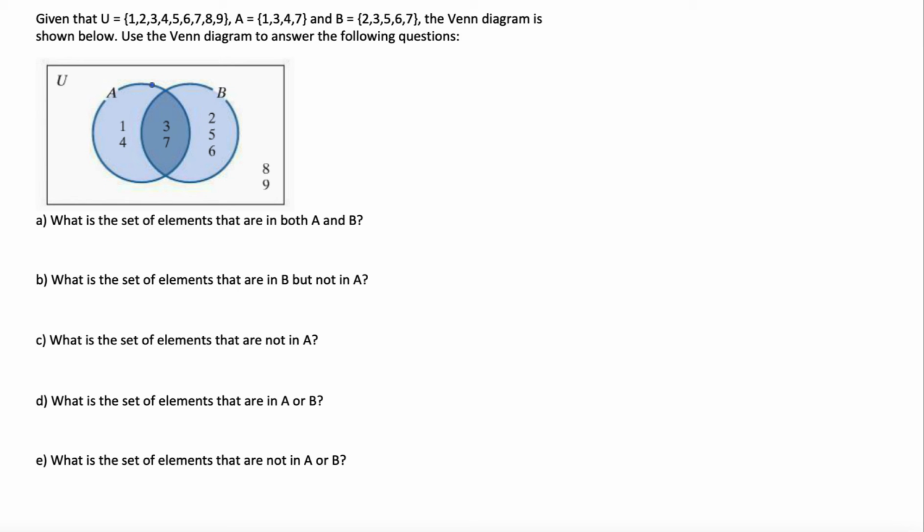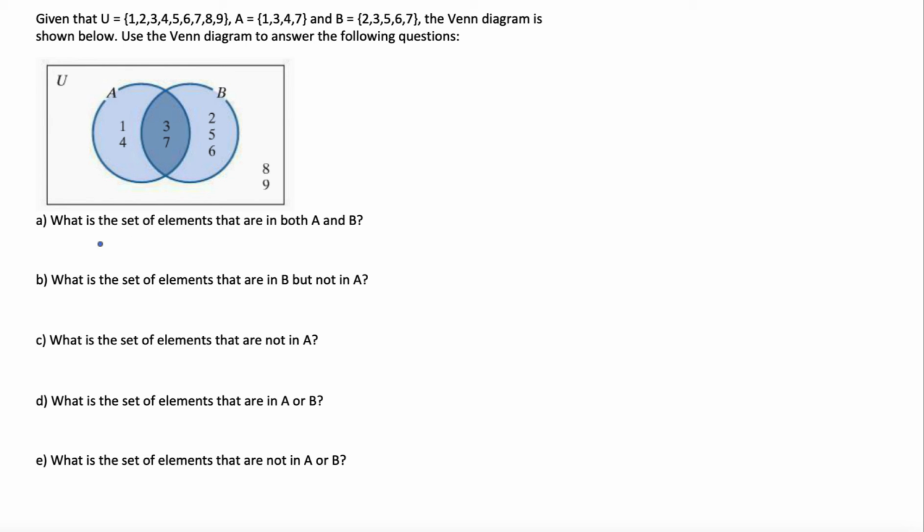So we can see here that there are 2 circles that overlap. The first circle on the left represents all the elements that are in A, and the circle on the right represents all the elements that are in B. What does this middle part here represent? This is called the intersection. These are the elements that are in both.